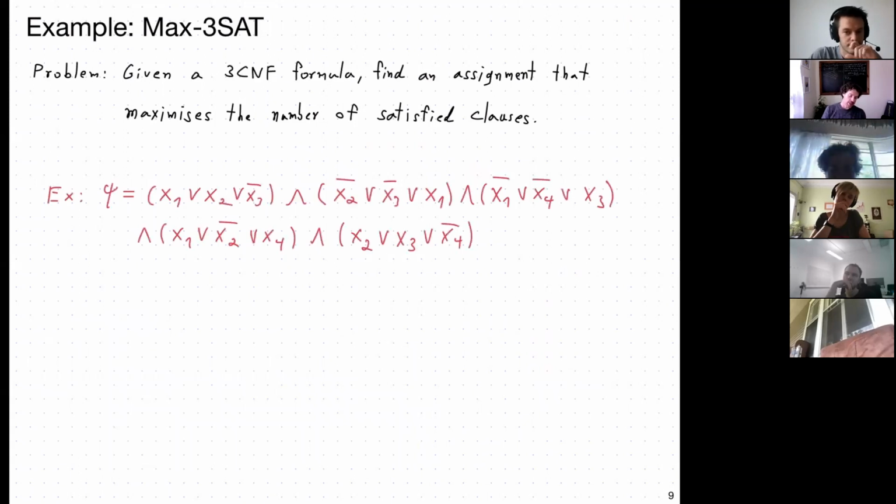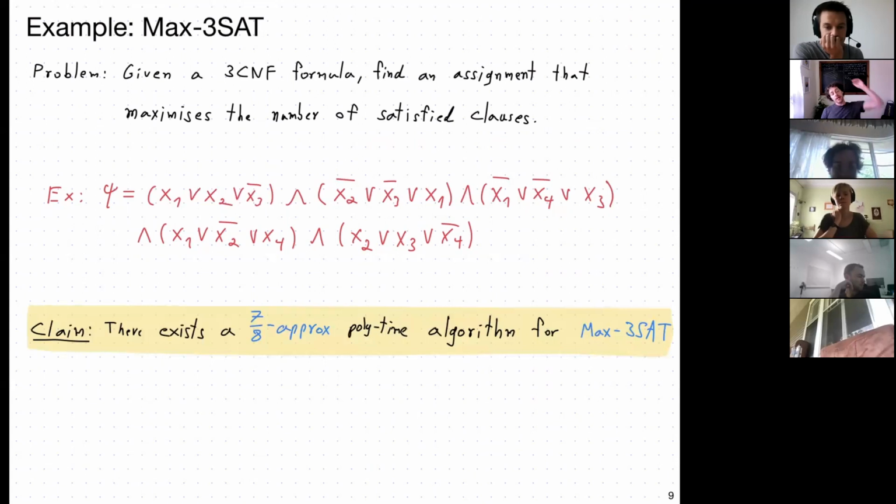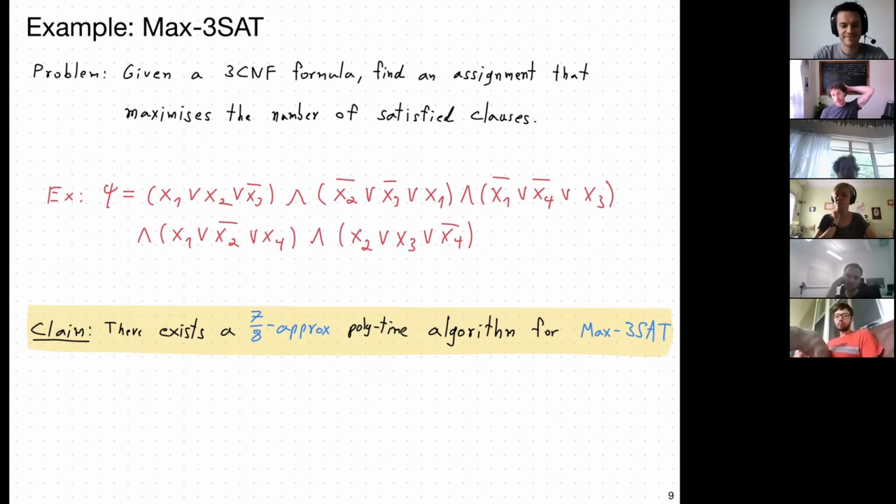So you take this bunch of clauses and you say, if I plug in this value and that value and that value, then maybe I can get 4 out of these 5 clauses. So I want to make a claim, and the claim is the following: I want to show you a 7/8 approximation polynomial time algorithm for max 3-sat. It means that we can always get something which is up to a factor of 7/8 as good as the optimal assignment for any possible formula. Does anyone have an idea how one can try to design such an approximation algorithm?